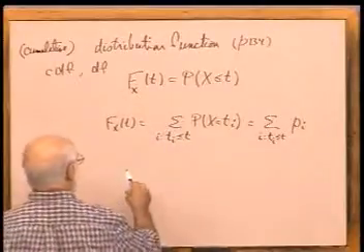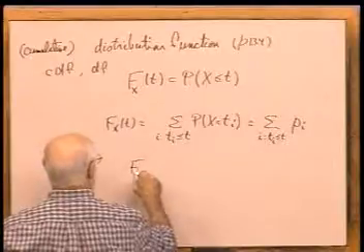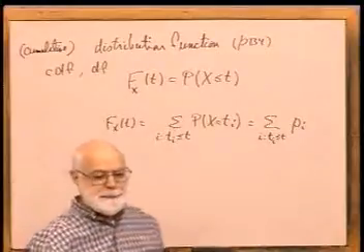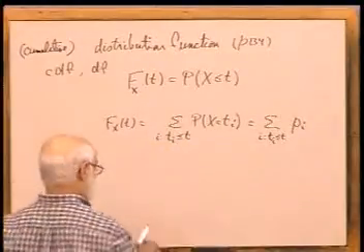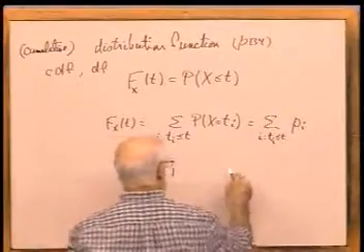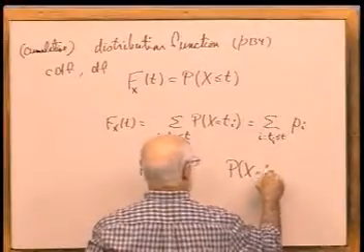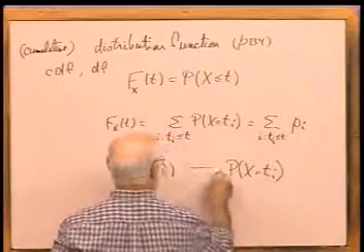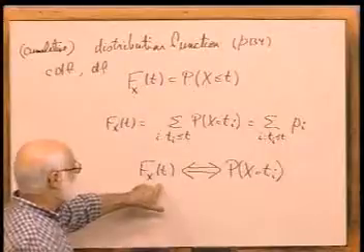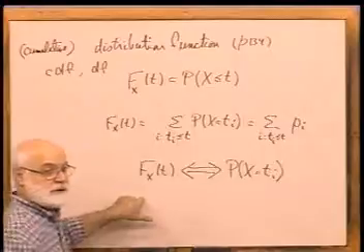Part of the point here is that if I know the distribution function, maybe I should write it like this. The distribution function is equivalent to the probability mass function. In other words, if I know the cumulative distribution function, which is a sum of the probabilities, then I know the probabilities, and vice versa.